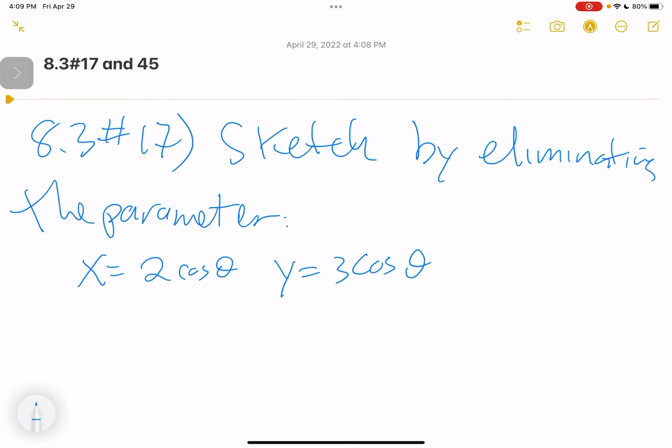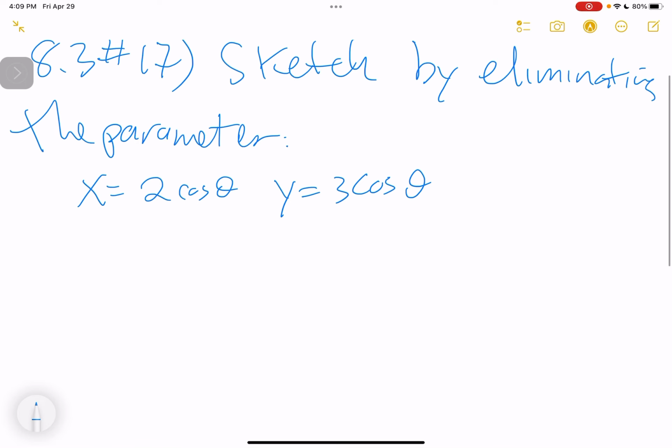So we're going to look at 8.3, number 17 and 45. On 8.3, it wants us to sketch the graph by eliminating the parameter, and the parameter in this case is theta. But it's pretty convenient that it's cosine theta. And so I could solve for cosine theta and divide by 2 on each side here. I have x over 2 equals cosine theta.